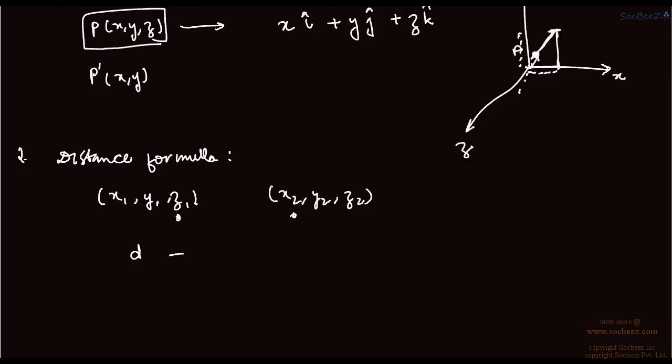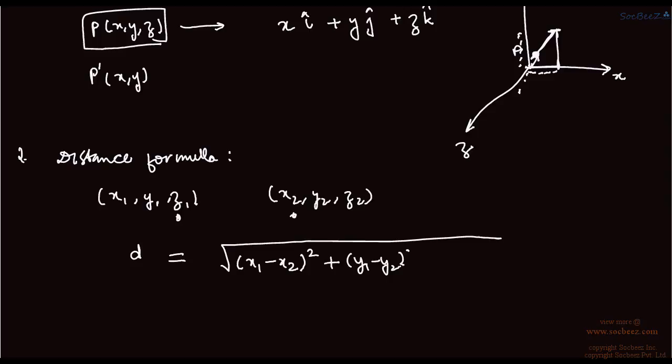just like what we did in straight lines, in vectors or in complex numbers. Root of, in this case, we will have one extra term of z: (x1 minus x2) whole square plus (y1 minus y2) whole square plus (z1 minus z2) whole square, this term is extra. Right, so this is the distance between 2 points.